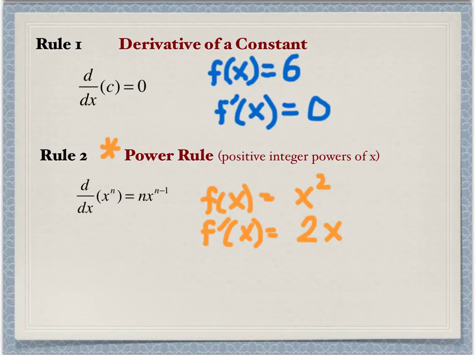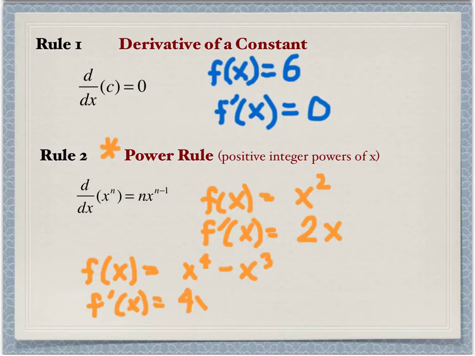Let's try another quick example. Let's say f of x equals x to the fourth minus x to the third. Again, according to the power rule, the derivative would be 4x to the third. Remember, the powers always come out in front, minus 3x squared. So that's the shortcut rule for powers, and again, we'll be using that a lot.